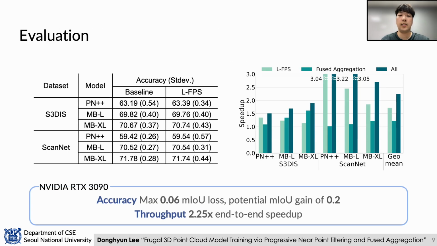We apply our techniques to state-of-the-art PointNet-based models and evaluate the performance on an NVIDIA RTX 3090 GPU. Our experimental results demonstrate 2.25x training throughput improvement with no impact on model accuracy.